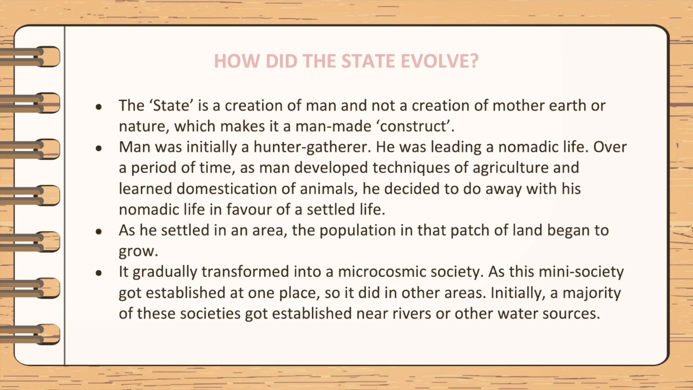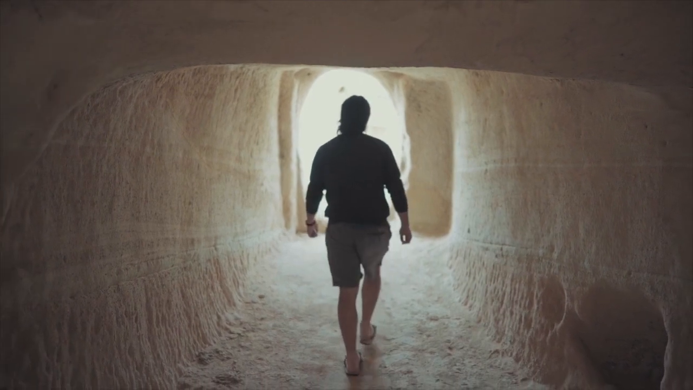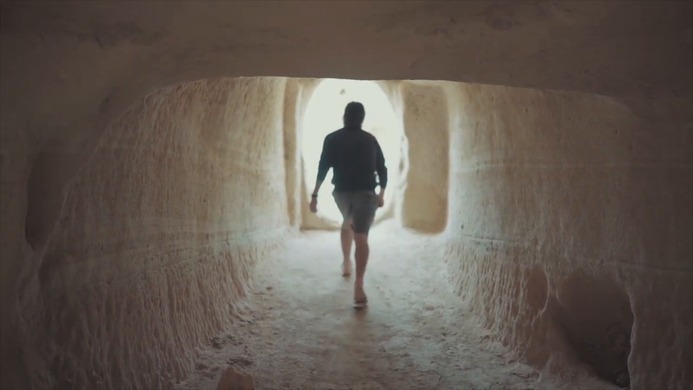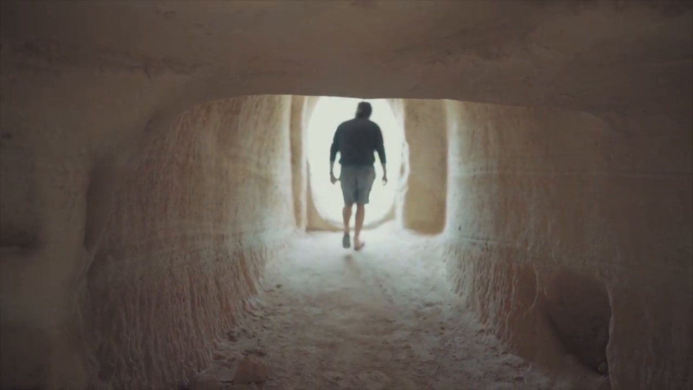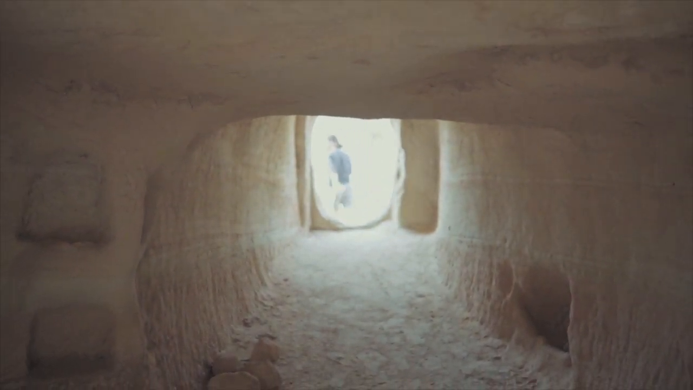Man was initially a hunter and gatherer. He was living a nomadic life. Over a period of time, as man developed techniques of agriculture and learned domestication of animals, he decided to do away with his nomadic life in favor of a settled life. Here, man means human beings.